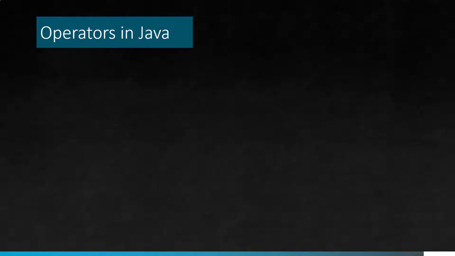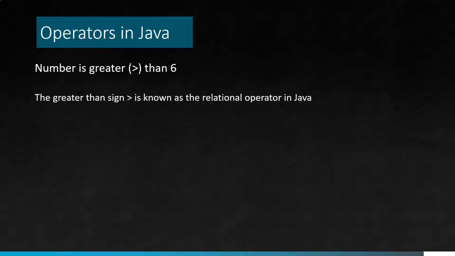And in Java, we have different types of operators. So if you remember, we came across a condition in our last video where we put a condition which is number is greater than 6. Here, the greater than sign is known as the relational operator in Java. And there are many other relational operators like less than, greater than equals to, less than equals to, not equals to, and equals equals. So we can use all of these relational operators on different types of data types. And mostly they are used on primitive data types, right?